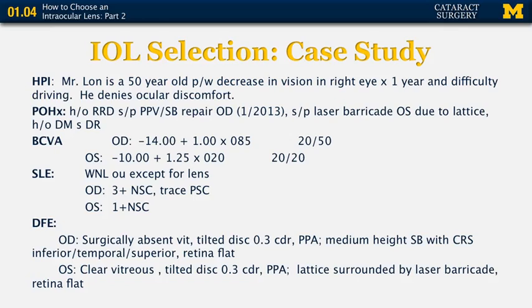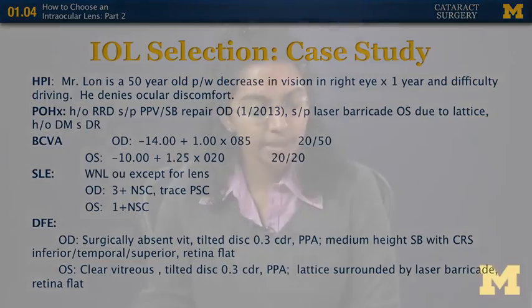Slit lamp examination is remarkable for a 3+ NSC with trace PSC in the right eye, and a 1+ NSC in the left eye. Dilated exam shows what we'd expect: surgically absent vitreous, as well as a medium-height scleral buckle and some chorioretinal scar on the periphery, but the retina is flat. And our fellow eye is also fairly within normal limits, with a bit of laser barricade around that lattice.